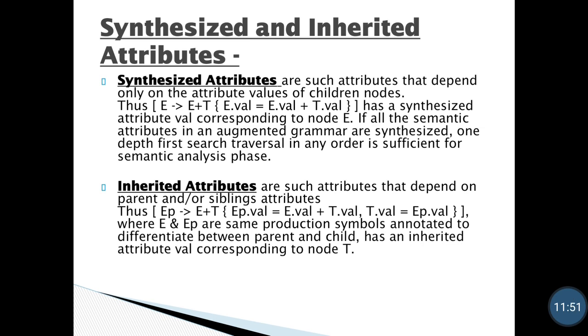The second is the inherited attribute. In such an attribute, the value of a node depends on the parent's attribute and siblings' attributes. E' goes to E plus T. The augmented rule with this production rule will be E' dot value is equal to E dot value plus T dot value, and T dot value is equal to E' dot value, where E and E' are the same production symbol, annotated to differentiate between parent and child, has an inherited attribute value corresponding to node T. So you need to remember, in a synthesized attribute, a node is getting value from its children nodes, while in an inherited attribute, a node is getting value from its parent or sibling attributes.